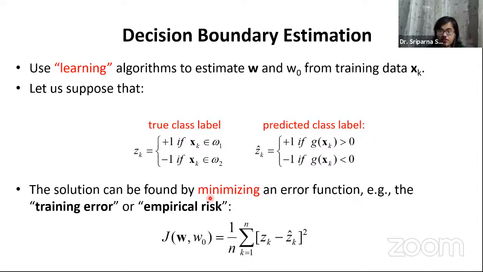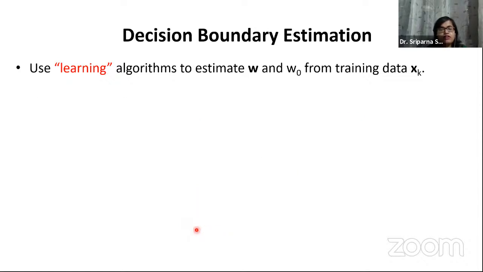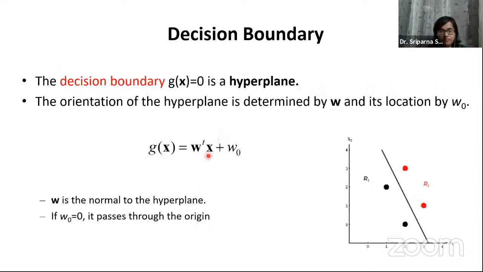That is an error function, that is, the training error or empirical risk. It will be 1 by n, sum over k equal to 1 to n, where there are n data points. And this J is a function of w and w0, because we need to estimate these two. So J is basically a function of these two. Just check this equation: X are the data points, so those are fixed. In this equation, what are the variables?